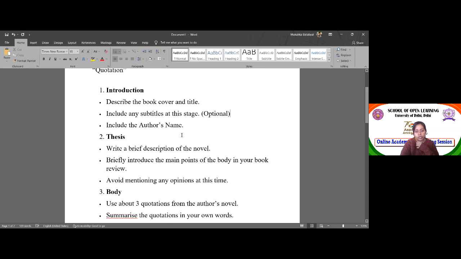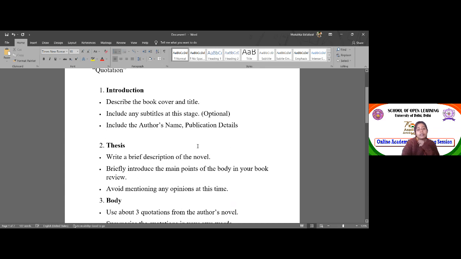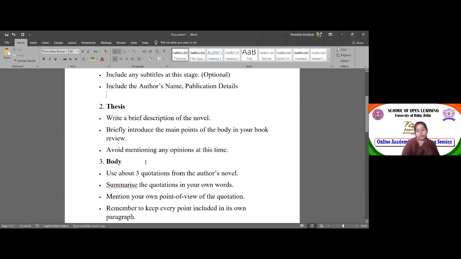You have to write the author's name, publication. Once you're done with this introduction, then you'll go on to the thesis. Now, what the thesis means is you will give a brief description of the novel. You will give a brief summary of the novel. You will write the main points of the body in your book review. So you will write what the book mainly covers, what the book is on.